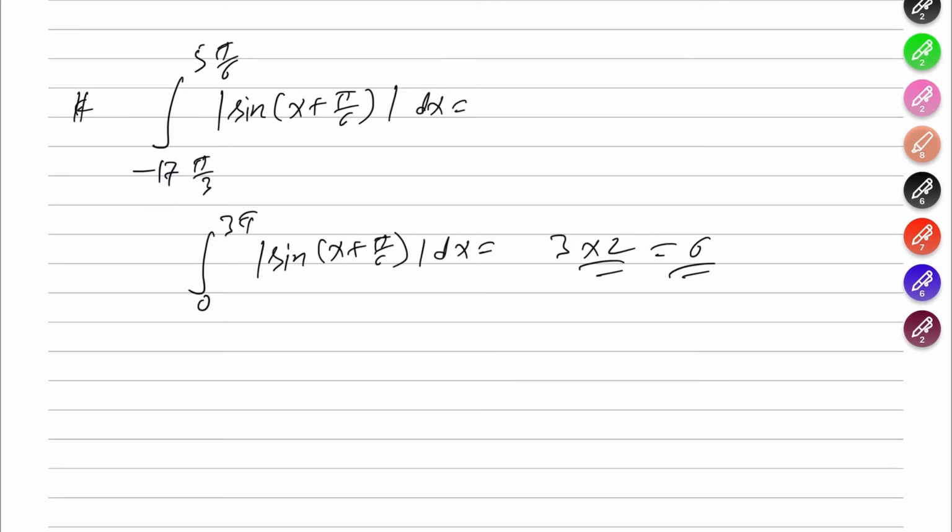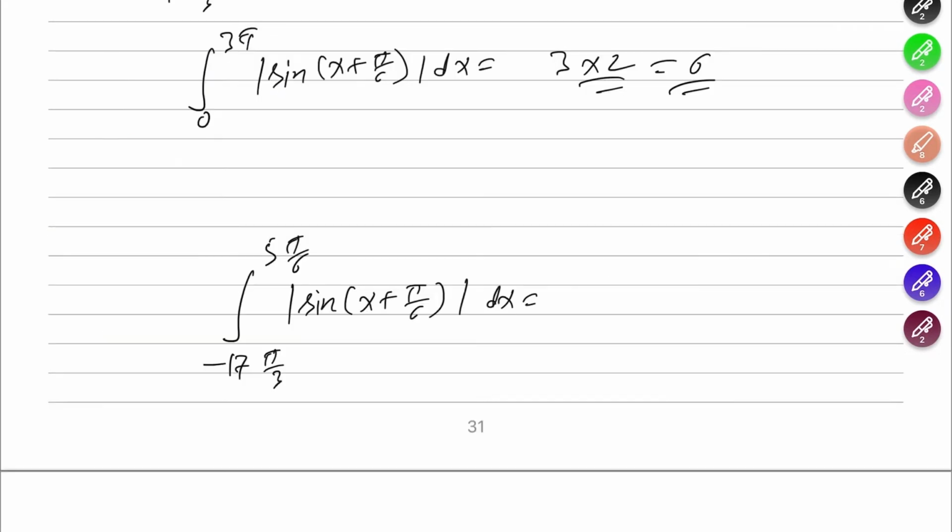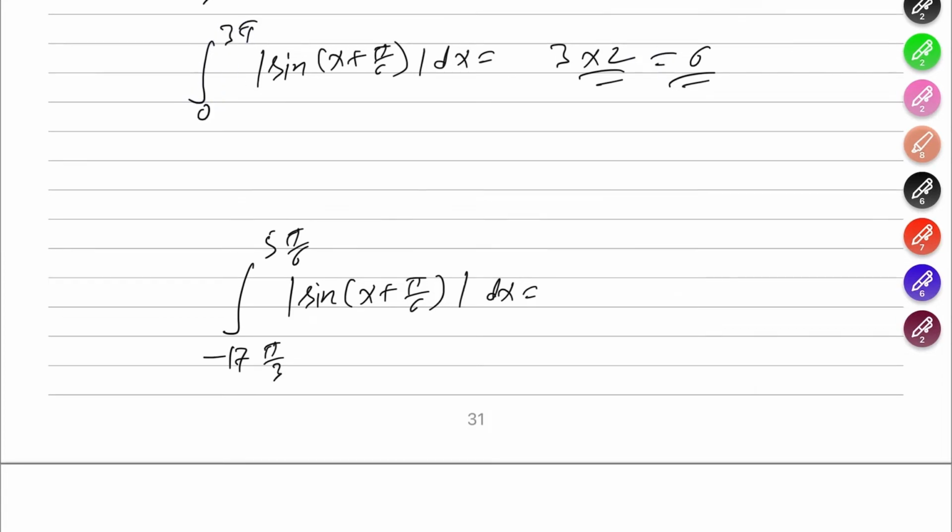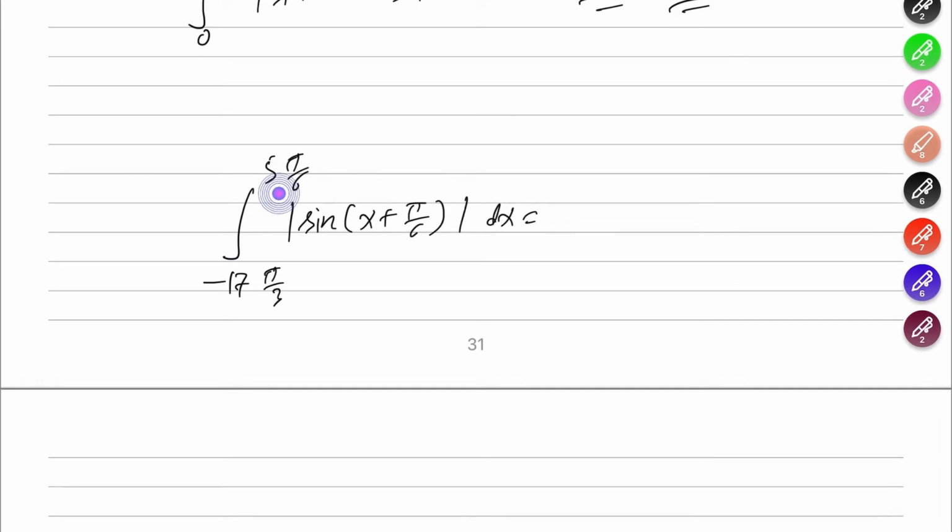But what if these limits are non-integral multiples of pi? From 0 to 3 pi, if 3 pi and 0 are integer multiples, then it's fine, we can directly multiply 3 minus 0 into 2, as we have discussed in the starting of the lecture.